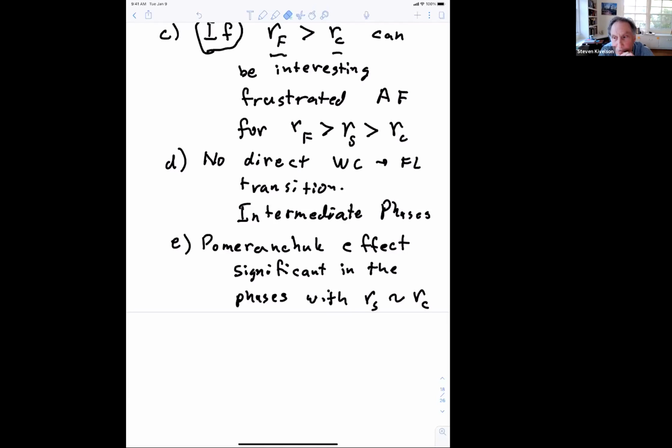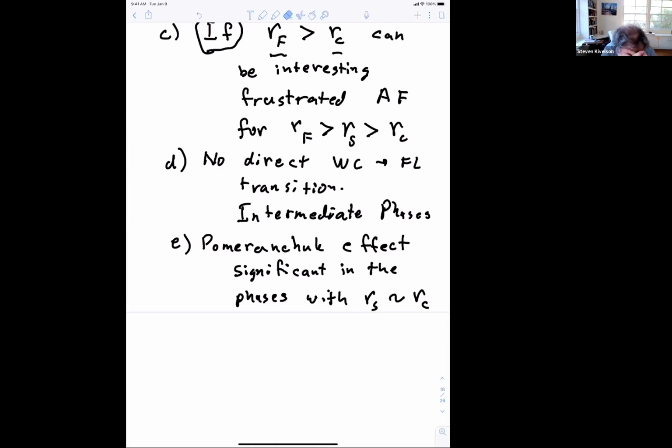Okay. Thank you for this talk, Steve. I wonder if you thought about the effect of additional periodic potential on this question of crystal to liquid transition, or maybe these intermediate phases. Right.